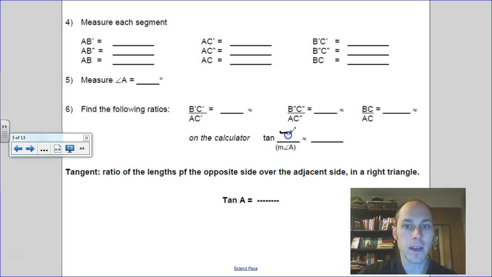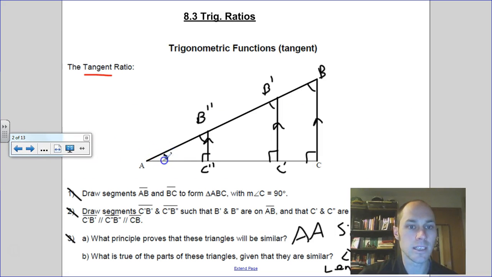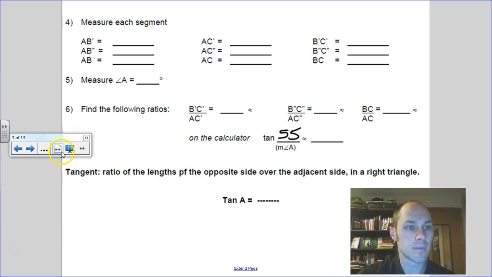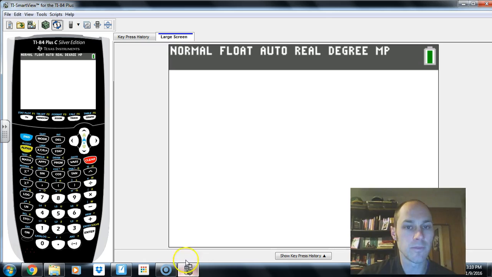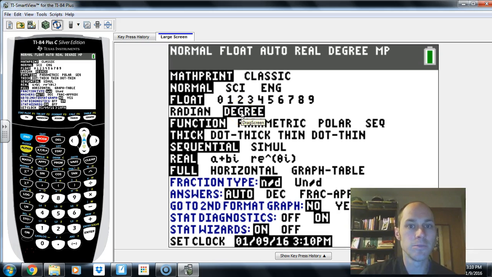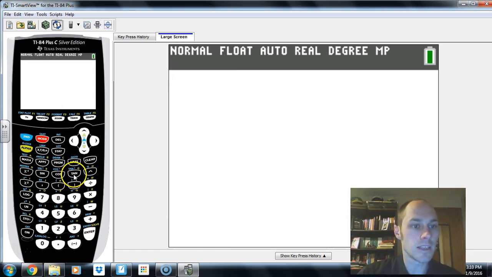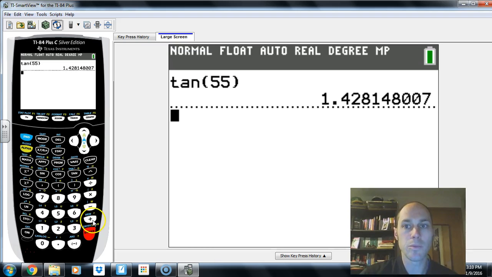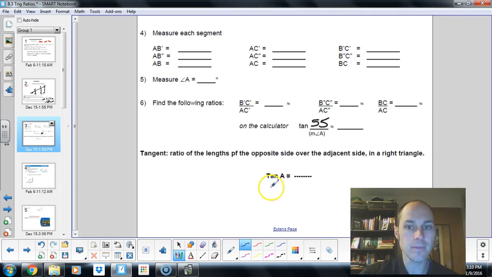Let's say that my angle was 55 degrees for the measure of angle A. On my calculator, I'll take the tangent ratio. First of all, I want to make sure that my calculator's in degrees mode, not radians. If you need to change that, go down and adjust that. Then once that is taken care of, you'll take the tangent of 55 degrees. It gives me 1.428, that's the tangent ratio we're taking, and I would put that in there.